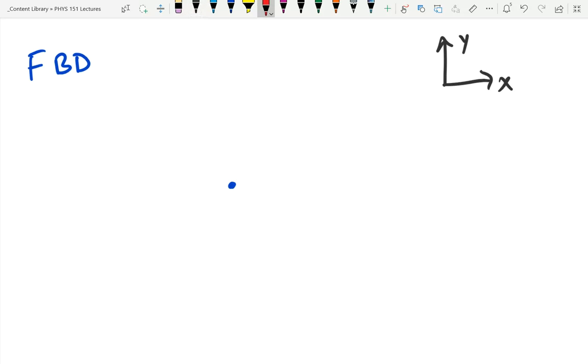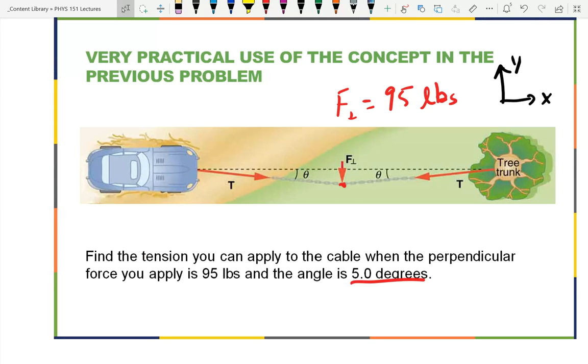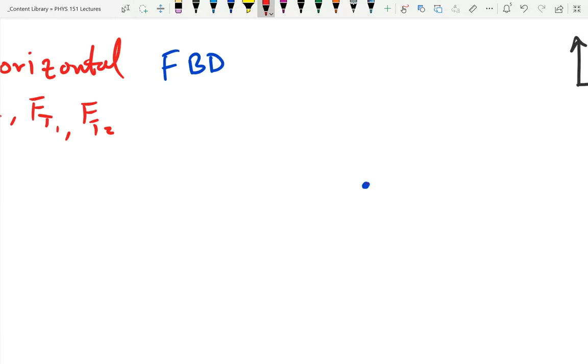I have a force of tension. I have the force of tension on both sides of that link, and the force of tension is always going away from the object. So I'm going to have force tension 1 and force tension 2. Those arrows really should be the same length, because I am dealing in the perfect physics universe.